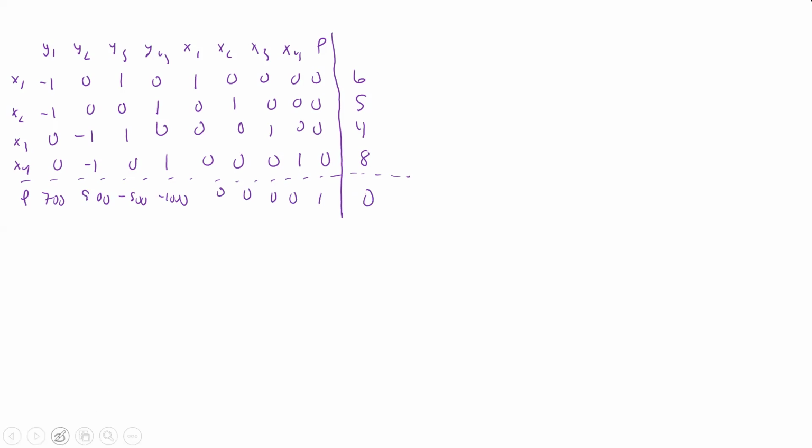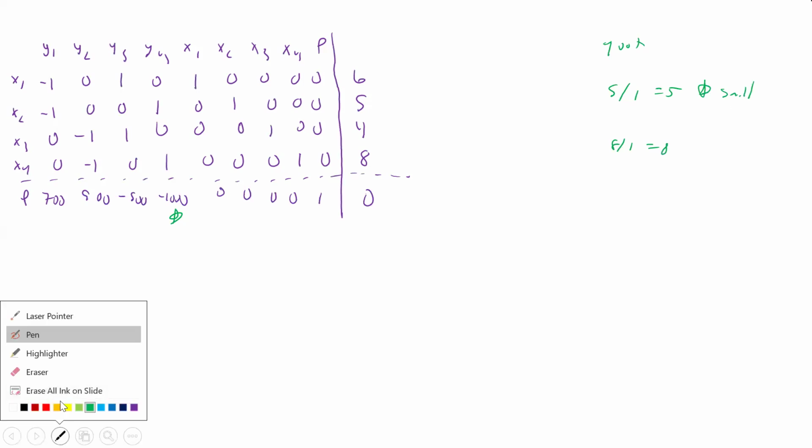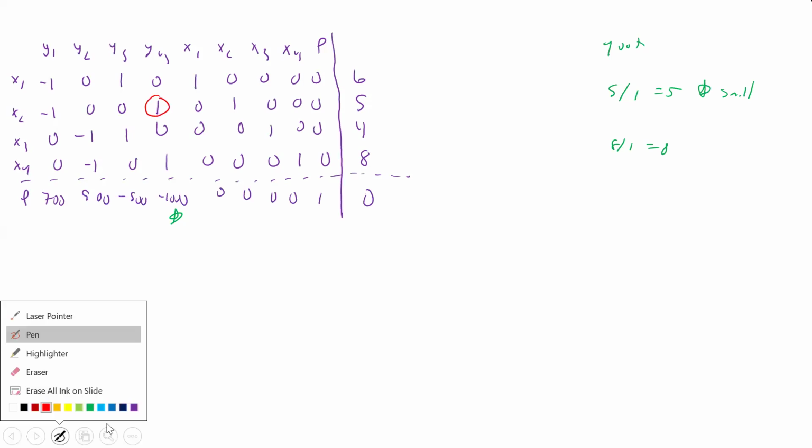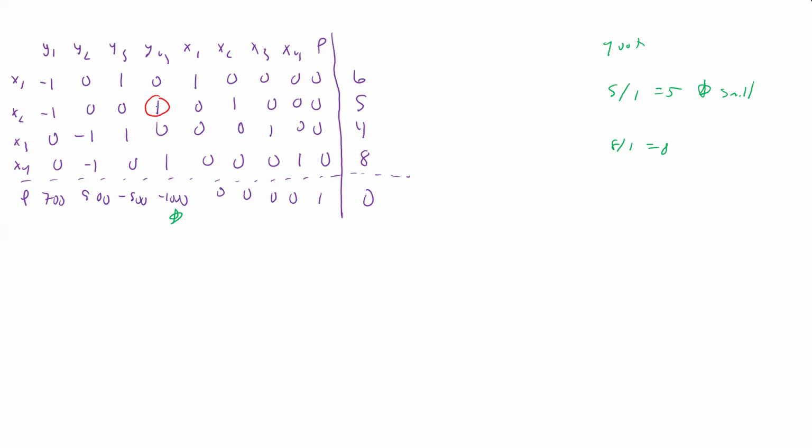All right, so let's start marking this up. That's going to be our biggest negative. We can't use this one because those are zeros. So now we have 5 and we have 8. Our quotients are going to be 5 divided by 1, which is 5, and 8 divided by 1, which is 8. That's the smallest, so our pivot element is going to be right here. That makes it easy because that's already a 1.